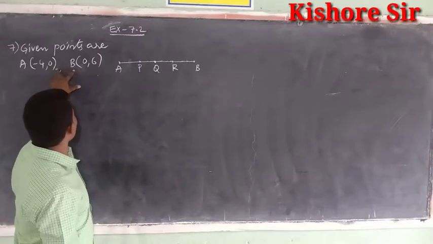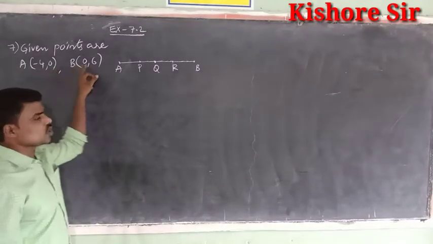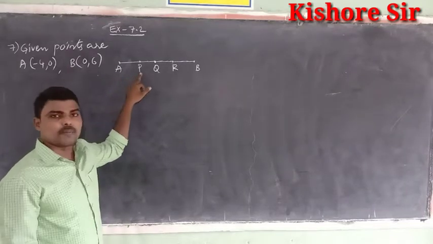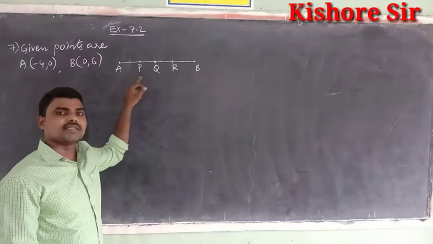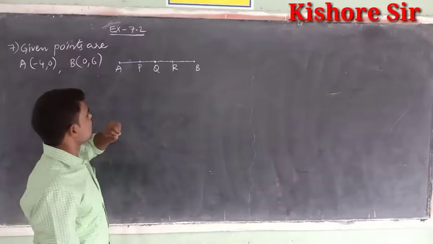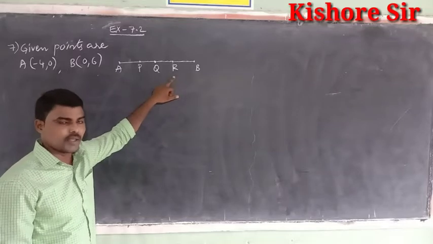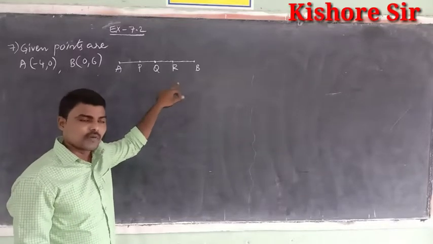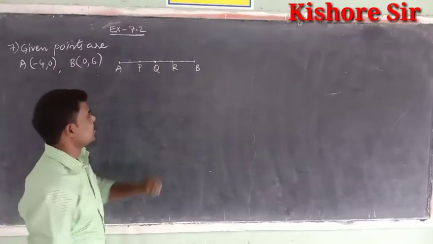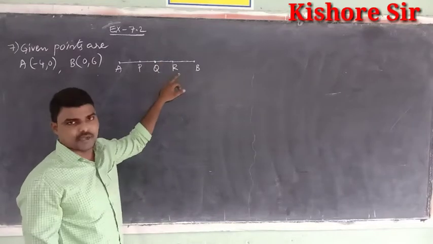So two points are given: minus 4 comma 0 and 0 comma 6. The coordinates of the points divide the line segment AB into 4 equal parts. Take those 3 points as P, Q, R. Let P, Q, R be the points which divide the line segment AB into 4 equal parts. We have to find the coordinates of these 3 points.